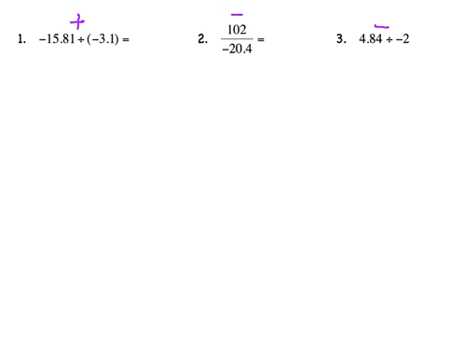Now we're going to set them up. 15.81 is under the tent. 3.1 is on the outside. Need to move the decimal 1 spot to the right, between the 8 and the 1, put it in the answer. So I'll go slow enough that you can stay up with me.